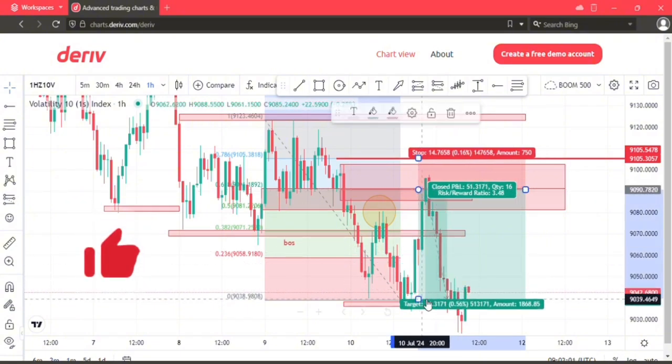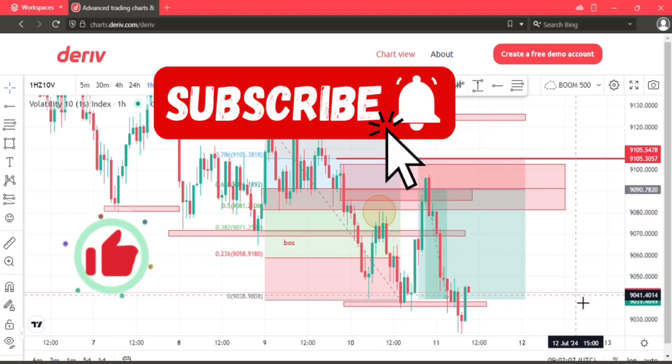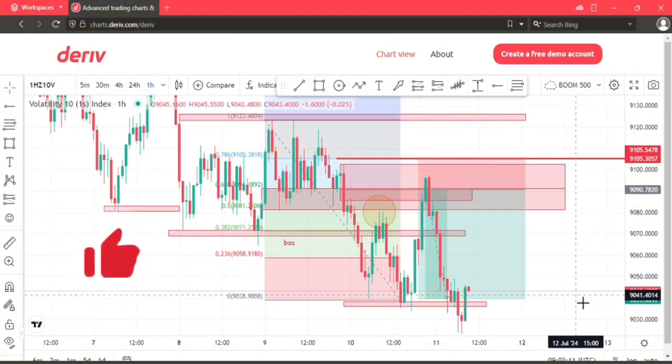So with this Fibonacci retracement strategy to trade continuation, based on your account, you're going to be making massive profits by using this strategy.